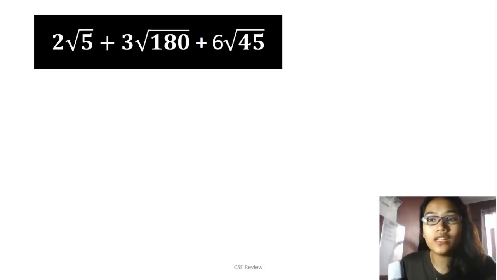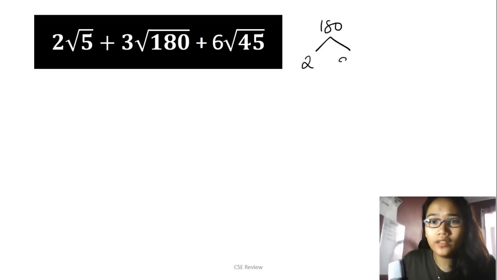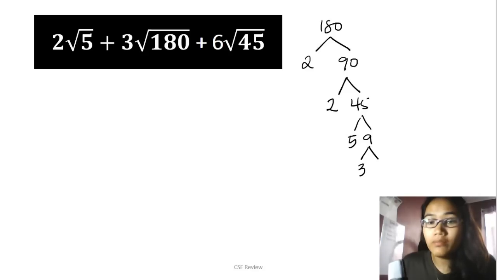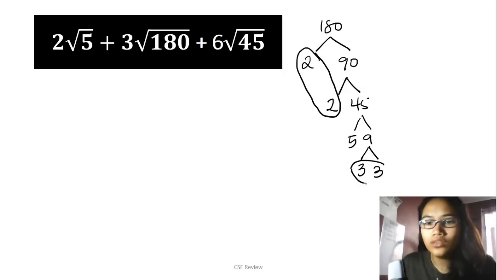Again, if you haven't seen the video on this, click sa taas para makita ninyo. Okay? So, 2 square root of 5, wala na tayong magagawa dyan. Pero yung 180, we can still factor that. This becomes 2 and 90. This becomes 2 and 45. 45 can become 5 and 9. And 9 can be 3 and 3. Okay? So, now na meron na tayong ganitong factor 3 for 180, pwede natin ilabas yung mga pwede natin ilabas. So, meron kang dalawang 2, meron kang dalawang 3, at nag-iisang 5.